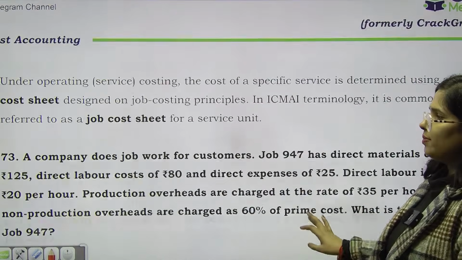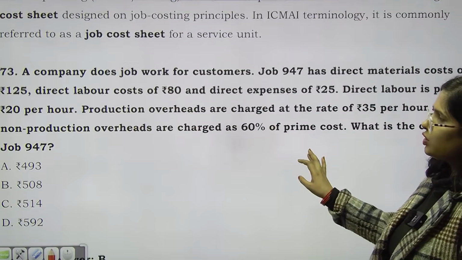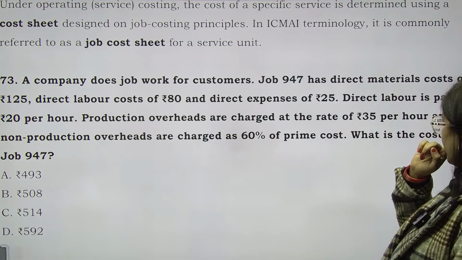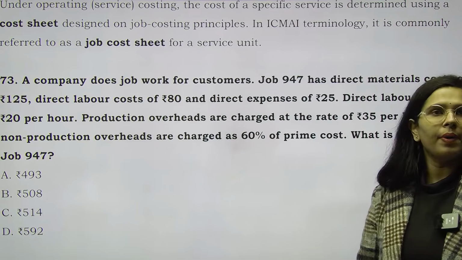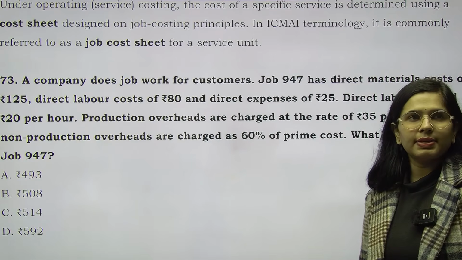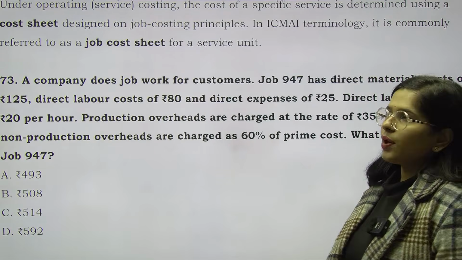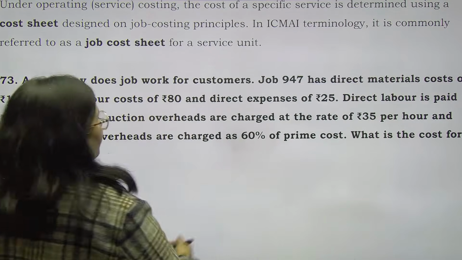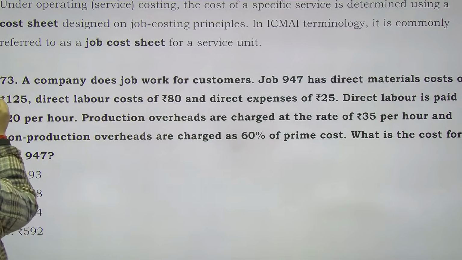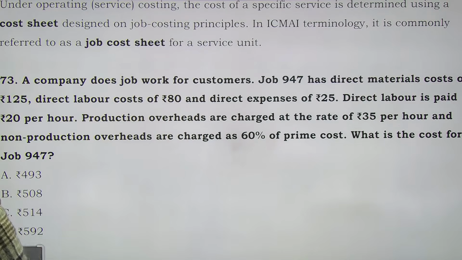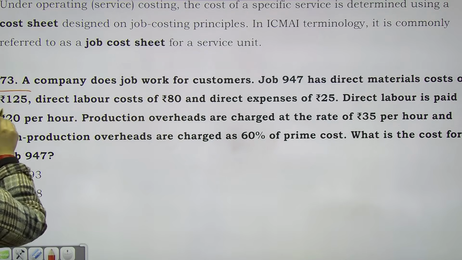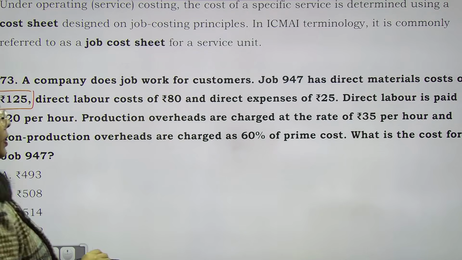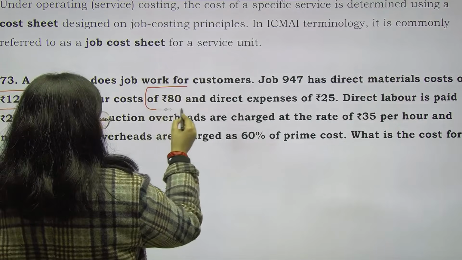Now question number 73. This question is asking me to calculate the cost for a job, and they have written all the expenses I have incurred. Why this question is important, I'll tell you. First of all, they have given me the cost of direct material. Great. For direct labor, they have given me a cost of 80 rupees.